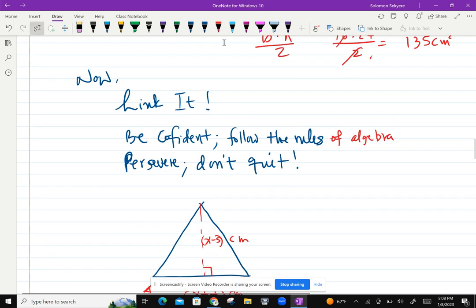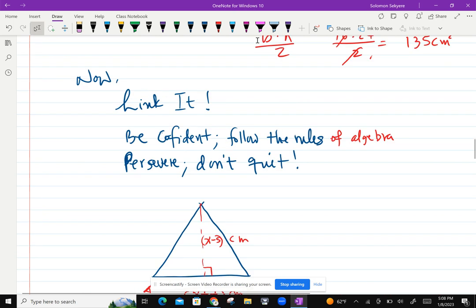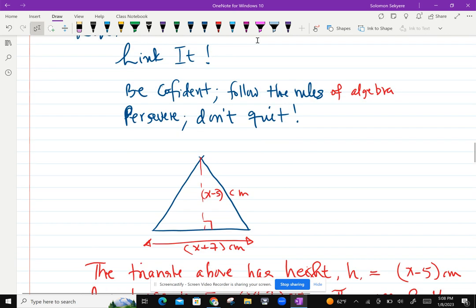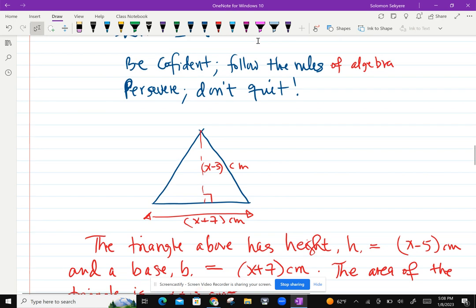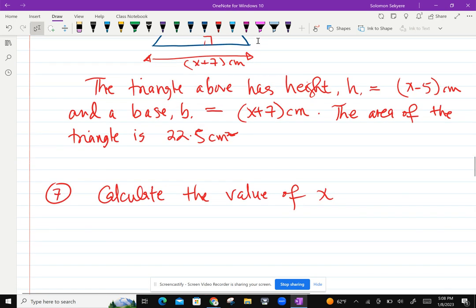Yes. Okay, now we get to the main question. I say, now link it, be confident, follow the rules of algebra, persevere, don't quit. So what do we know? The above triangle has the height of this, and this is the base. Calculate the value of x. How are you going to do it?